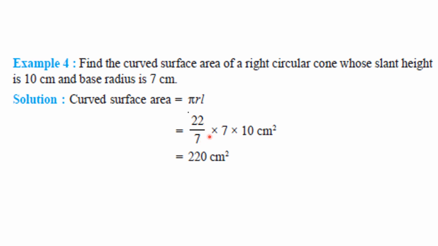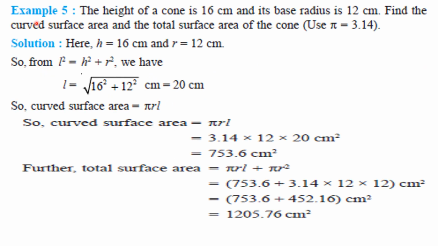Into what is the radius of the cone? 7. Into what is the slant height of the cone? 10 centimeter square. Understood this step, my children? Now by simplifying these numbers, here 7 gets cancelled. Yes or no, my children? Then what will you get here? 22 into 10. What is the value of 22 into 10? Yes, 220 centimeters square. Understood this solution, my children?